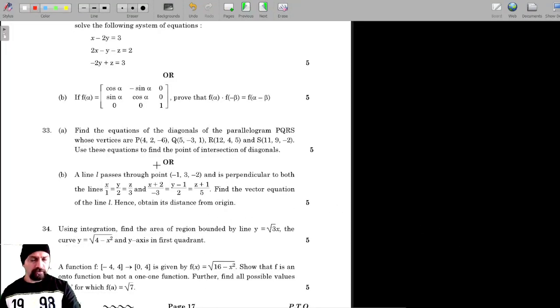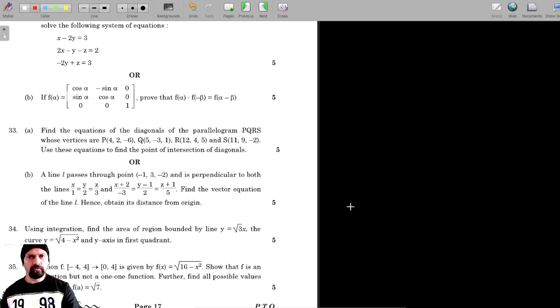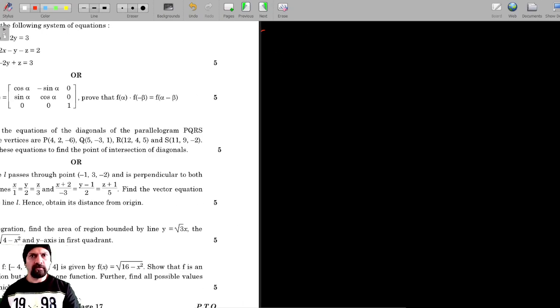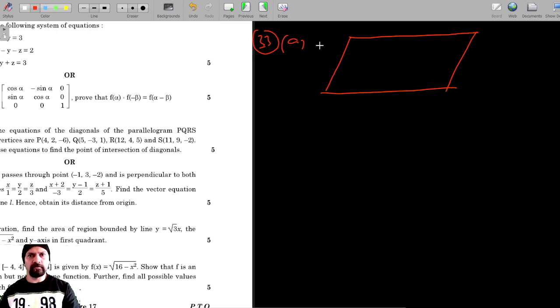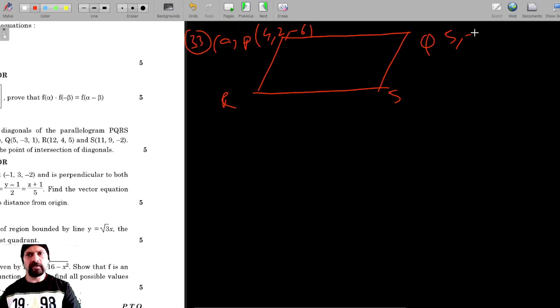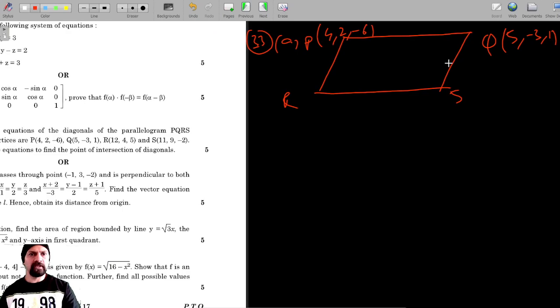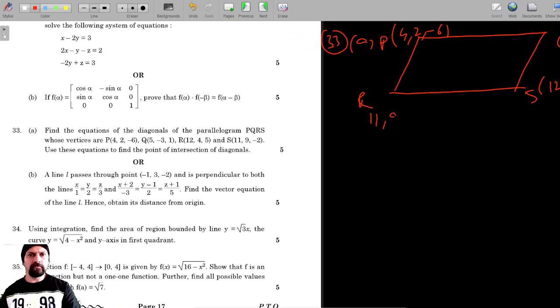Okay, we are on to question number 33, where we have to find the equation of the diagonals of the parallelogram PQRS, whose vertices are given. So, for question number 33, part A, let's say this is a parallelogram PQRS with given coordinates, and P is (4, 2, -6), Q is (5, -3, 1), R is (12, 4, 5), and S is (11, 9, -2).